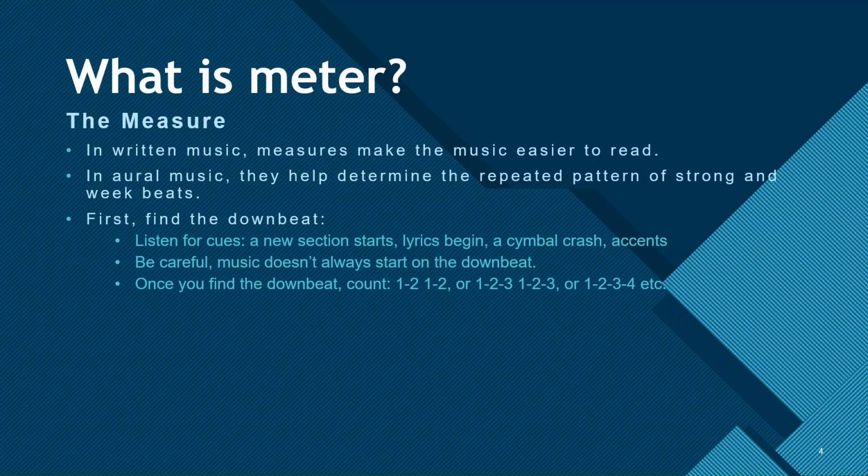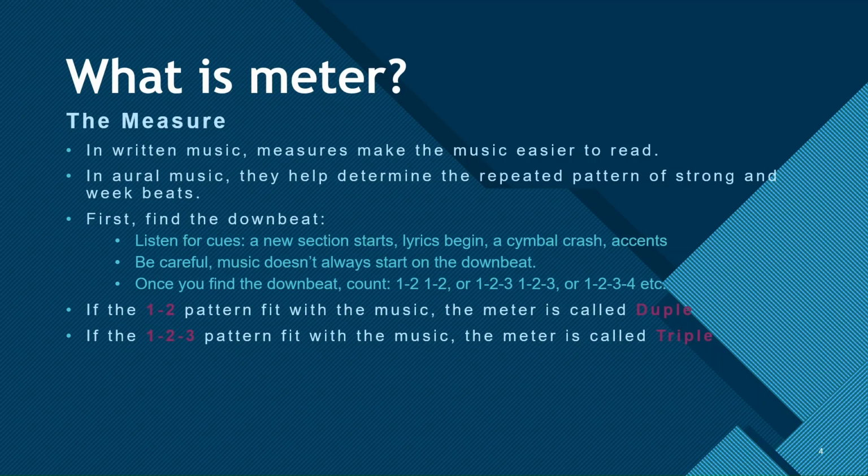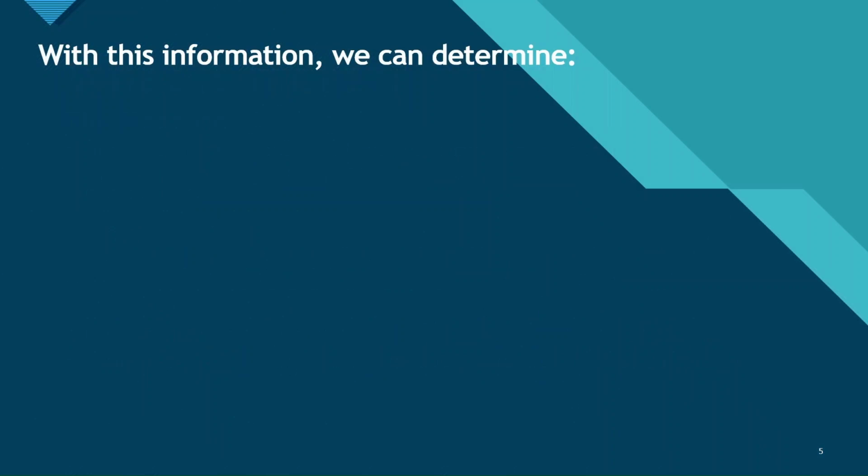Be careful, of course, because music does not always start on the downbeat, so you can't just go with the beginning of the recording necessarily. Once you find the downbeat, count the beat as 1 2, 1 2, or 1 2 3, 1 2 3, or 1 2 3 4, and make sure you're putting an accent on one each time, and see which of those counting systems fits with the music. If the 1 2 pattern, strong weak, fits, that's called duple meter. If the strong, weak, weak, 1 2 3 fits, that meter is triple. 1 2 3 4 is called quadruple meter.